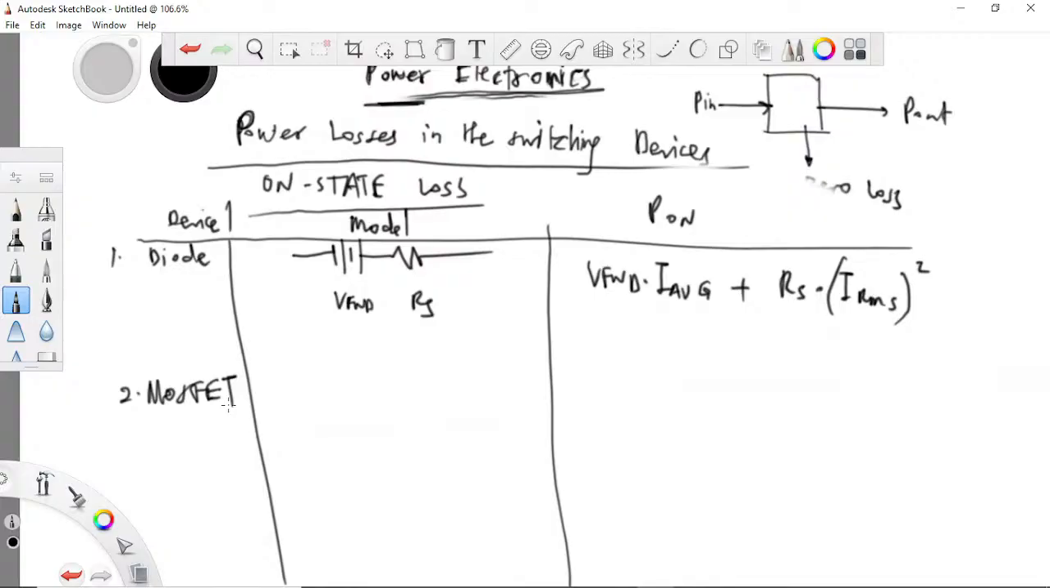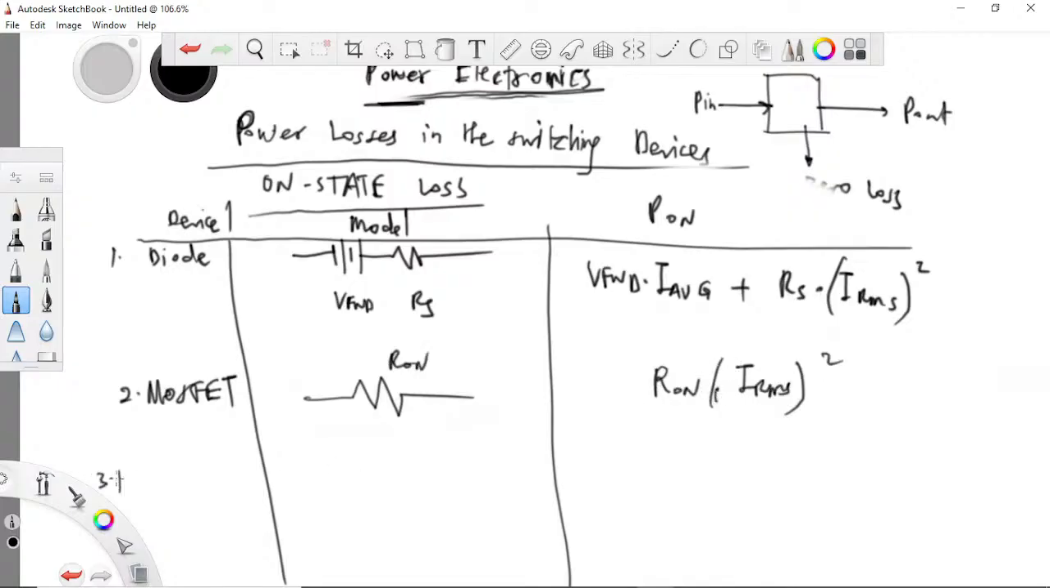Alright. A MOSFET is modeled as a resistor like this. Therefore, the on-state loss of a MOSFET is given by R_on times I_RMS squared.